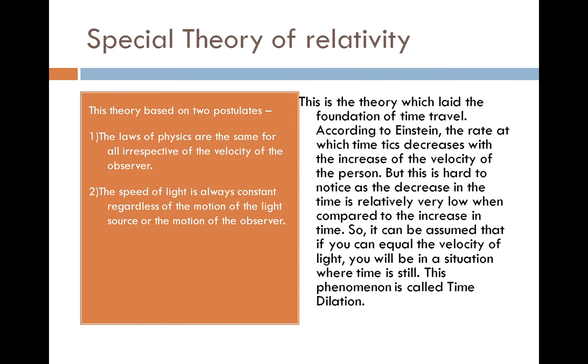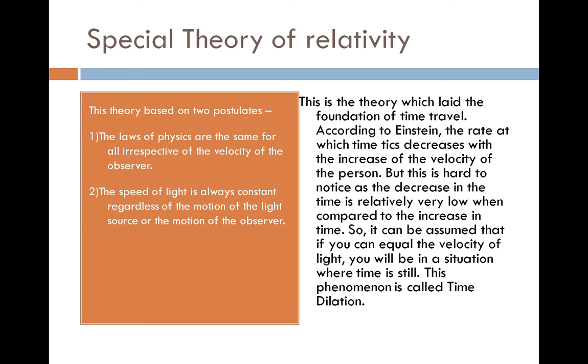Special theory of relativity. This theory is based on two postulates. First, the laws of physics are the same for all observers irrespective of their velocity. Second, the speed of light is always constant regardless of the motion of the light source or the motion of the observer. This is a theory which laid the foundation of time travel.